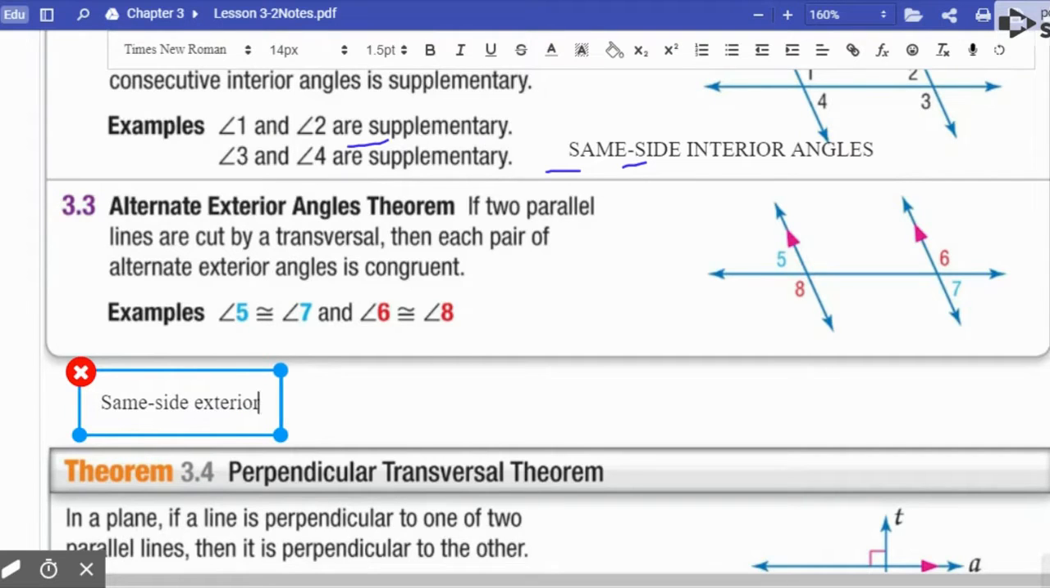Same side exterior angles. They do exist. Not many books reference them, but same side exterior angles have the same property as same side interior. They are supplementary.